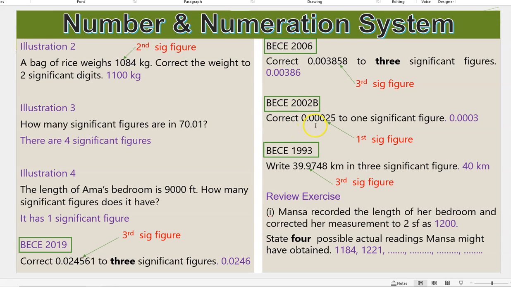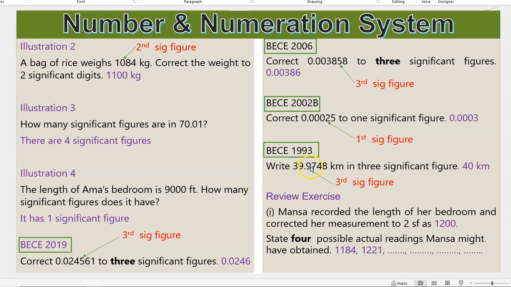BECE 2002B. Correct 0.00025 to 1 significant figure. As you can see, the number to the right of 2 is 5. And of course, if it is 5 or more, we borrow 1 and add it to the next number, which is 2. And so when you borrow 1 and add it to the 2, it's going to be 3. And therefore, our final answer is 0.0003.